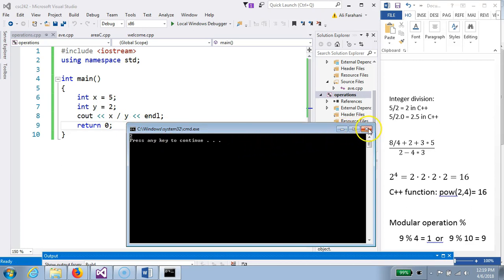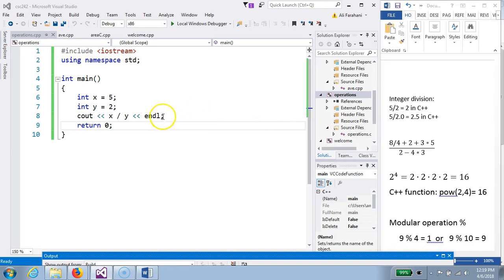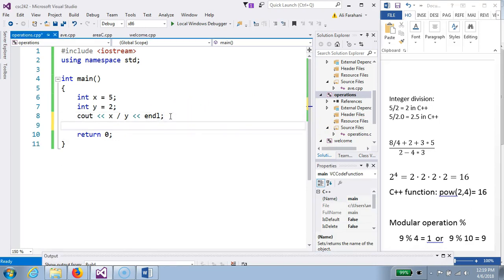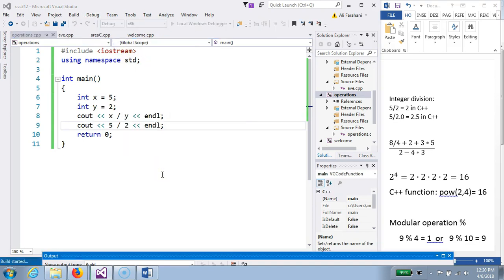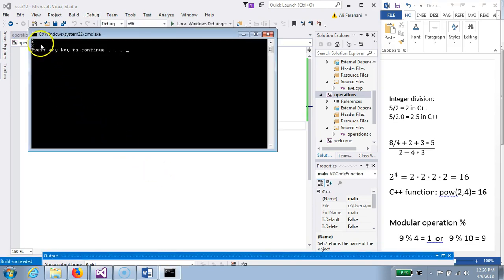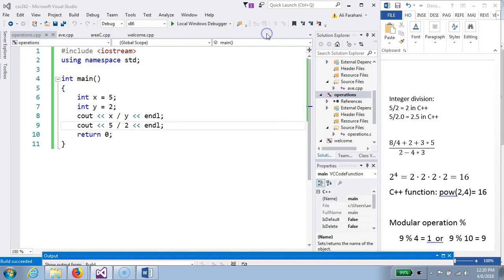We'll OK this, and notice that I can actually now turn this. Let me also show you that you can actually do the division using the numbers. I can actually write down cout 5 divided by 2, end line, basically avoiding the variable declaration. If I run this again, you would see the same result. Comes out to be 2, integer division, right?